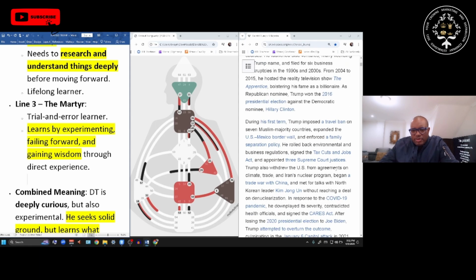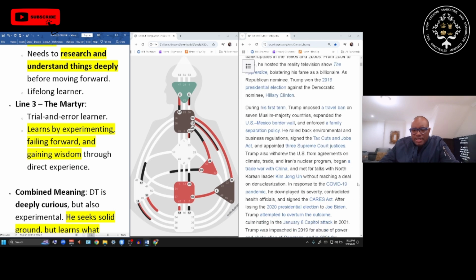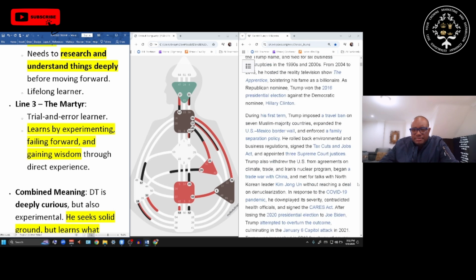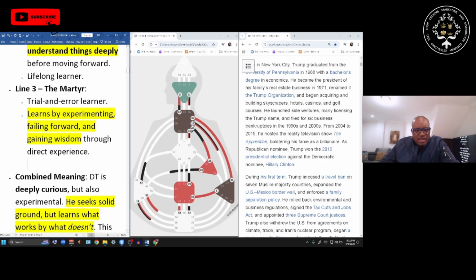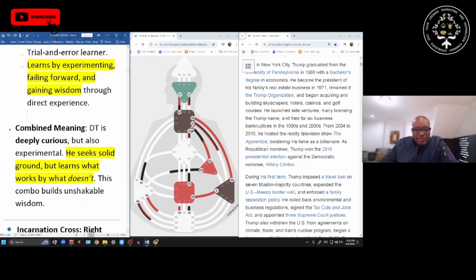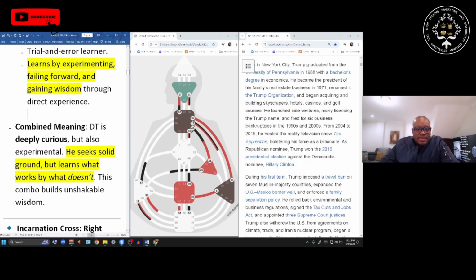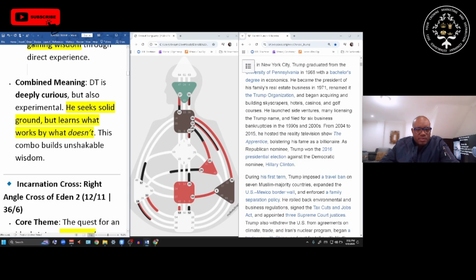All right, so it's somewhere in there, right? We read it somewhere where it spoke about some of the bankruptcies that he had to deal with. Yeah, look at here. He launched 6 side ventures, many licensing the Trump name, and filed for 6 business bankruptcies. So a lot of trial and error learning there, and that's the martyr in him. He's able to do that effectively. It says here that he's deeply curious but also experimental. He seeks solid ground but learns what works by what doesn't.